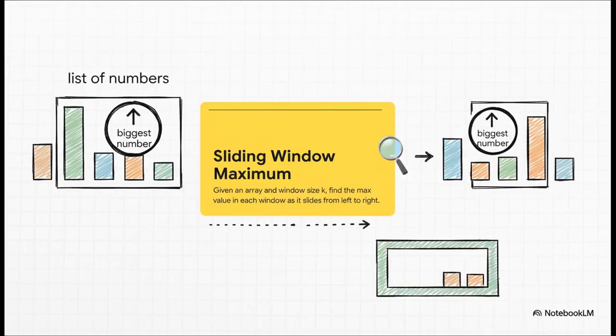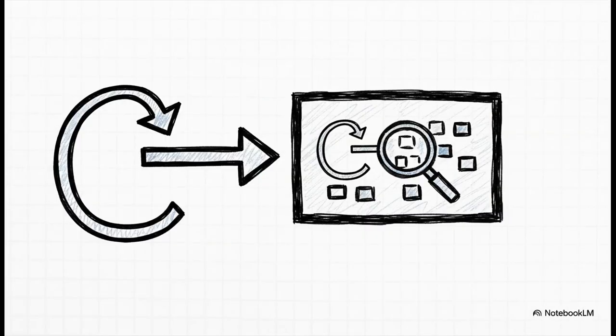Okay, so first things first, let's make sure we're all on the same page about what the problem actually is. We've got a list of numbers, and we have this window of a certain size. Let's call it K. We put the window at the very beginning of the list, find the biggest number inside of it, and write that down. Then we just slide the window over by one spot and do it again, and again, and again, all the way to the end. The most straightforward way to do this? Well, it's with nested loops. You have one loop that moves the window across the array, and for each position, you have another loop that goes through just the elements inside that window to find the biggest one. Makes sense, right? But it comes with a pretty big hidden cost.